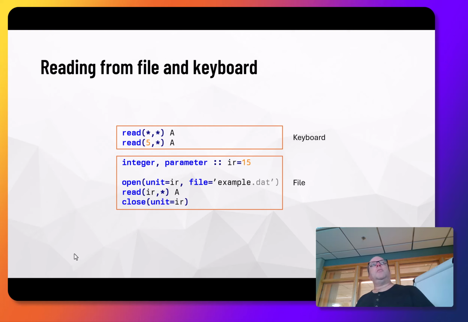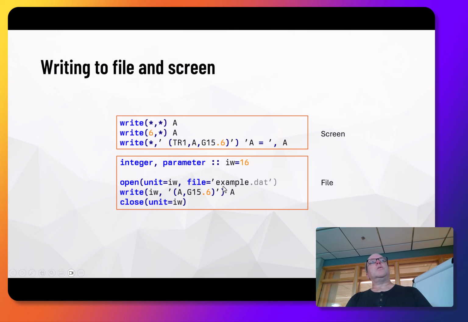And you can read from the keyboard as well. So read star star, that is from the keyboard, and 5 is the predefined unit number for keyboard. For a file, you define a unit name, and then you read from that one. Writing to the screen is star star. The unit number 6 is the default for standard output. Yeah, I will show you that before.